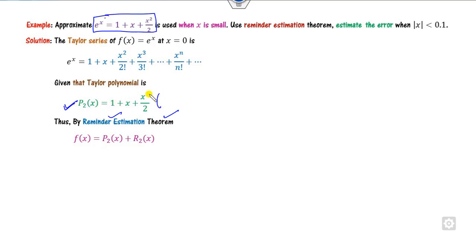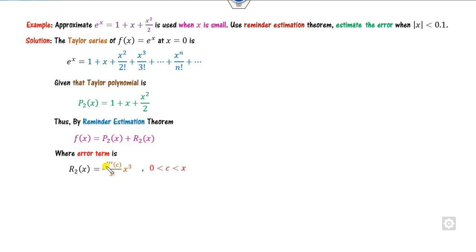So how many terms are there? Up to the degree 2, so we call it up to the second term. Now by the definition of the remainder estimation, it can be written like here. What is R_2? That is my third derivative term over here. So my target is to find the value of this. How can you find that? That's not an easy task.